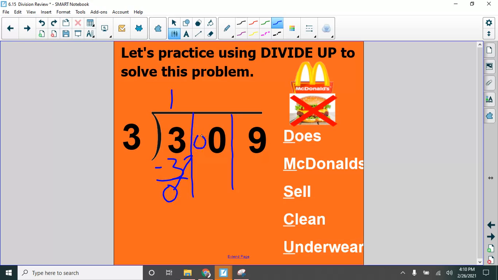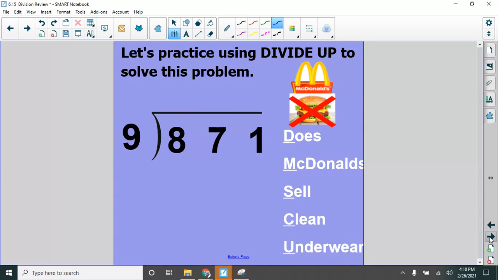Look at this. This is weird. How many 3s are in 0? Well, 0. 0 times 3 is 0. 0 minus 0 is 0. Push up the 0. It's pretty wild, but that's just how it works sometimes. How many 3s are in 9? And subtract. And no remainder. Sometimes there is no remainder. Here's the second problem for you to do with a 3-digit dividend.